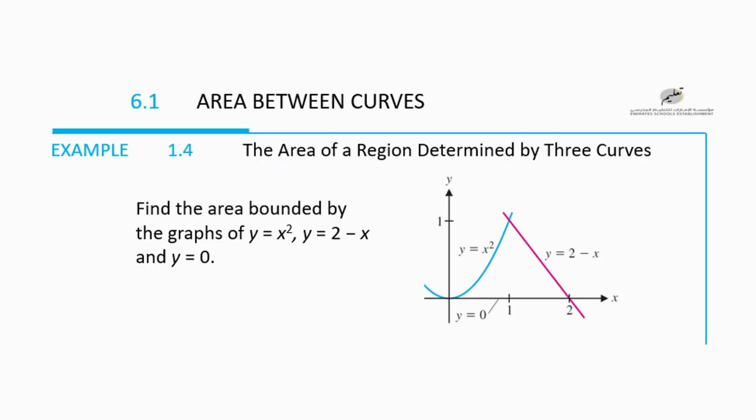Let's find the area bounded by the graphs of y equal to x square, y equal to 2 minus x, and y is equal to 0. How to solve this question? If you notice, first y equal to x square with respect to y equal to 0. Then we will be finding y equal to 2 minus x with y equal to 0. But what about this intersecting point? As I mentioned before, you will equate the two functions x square and 2 minus x.